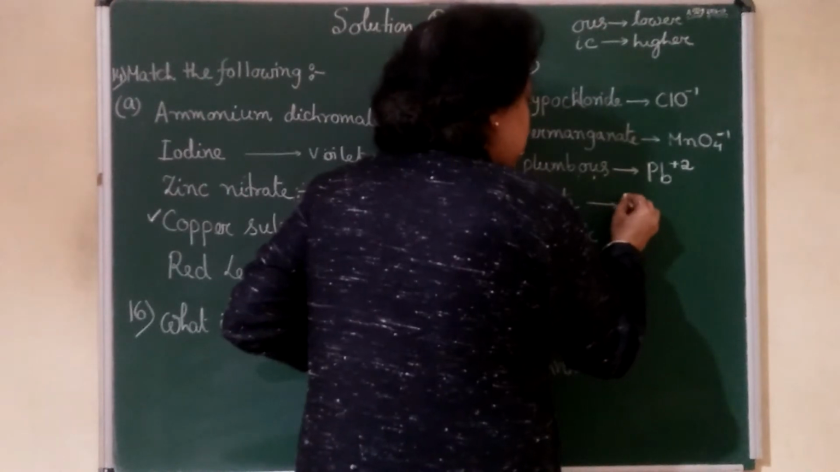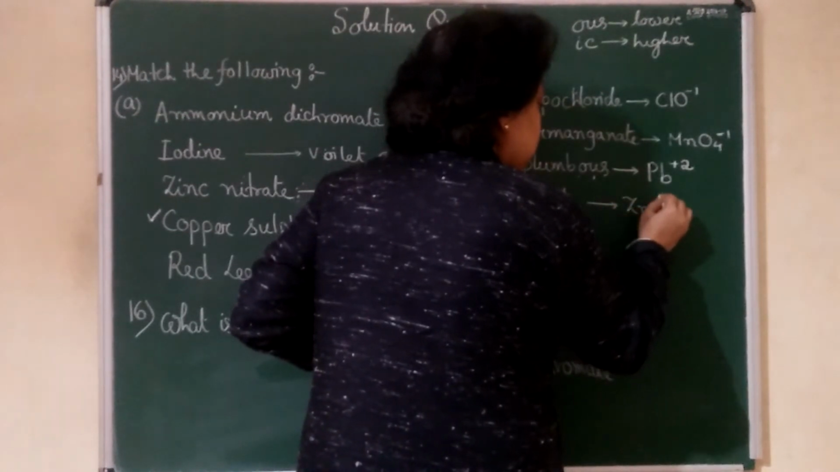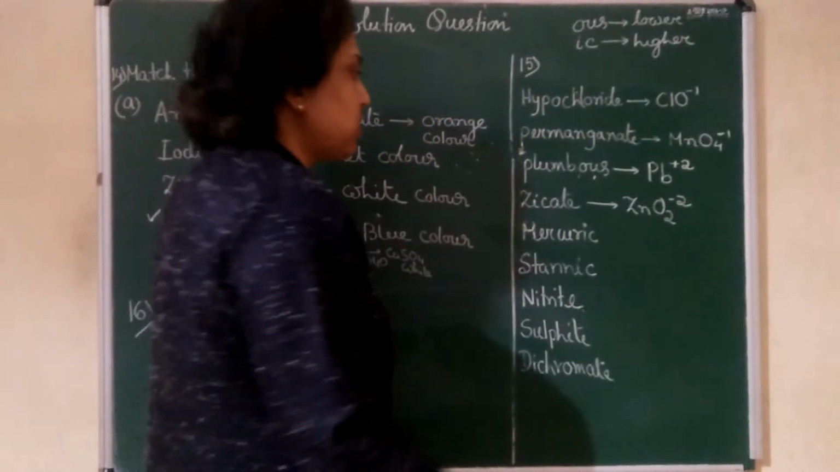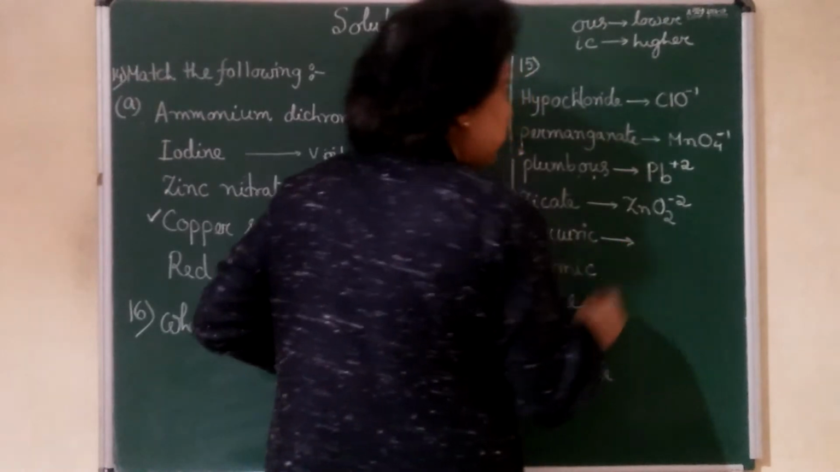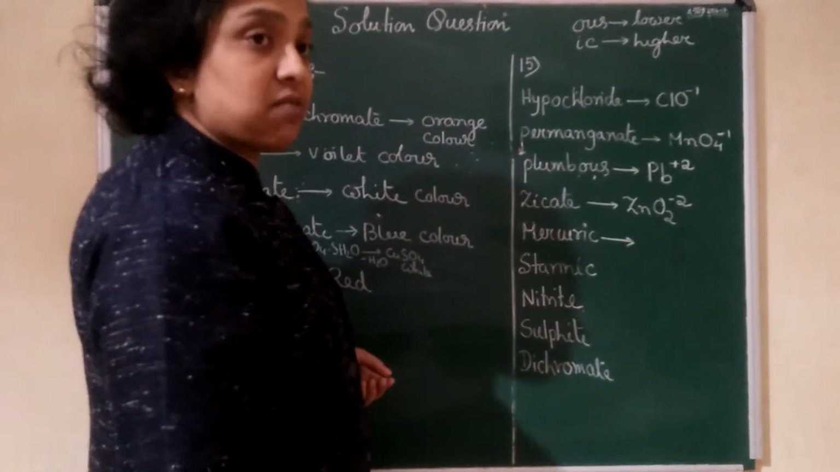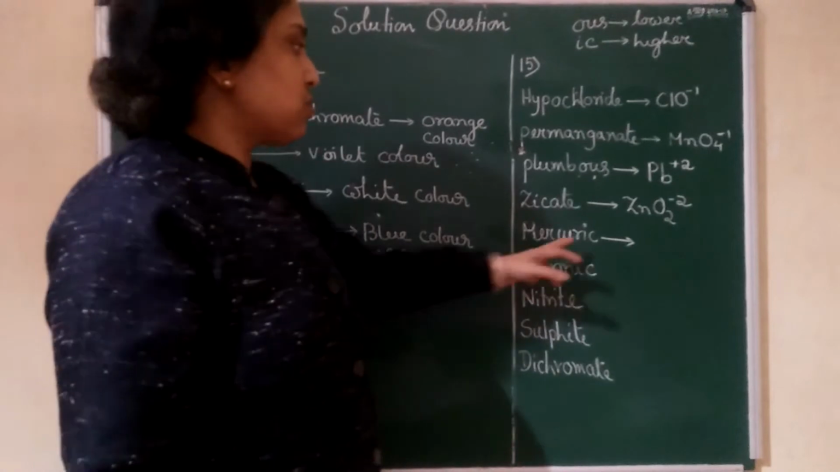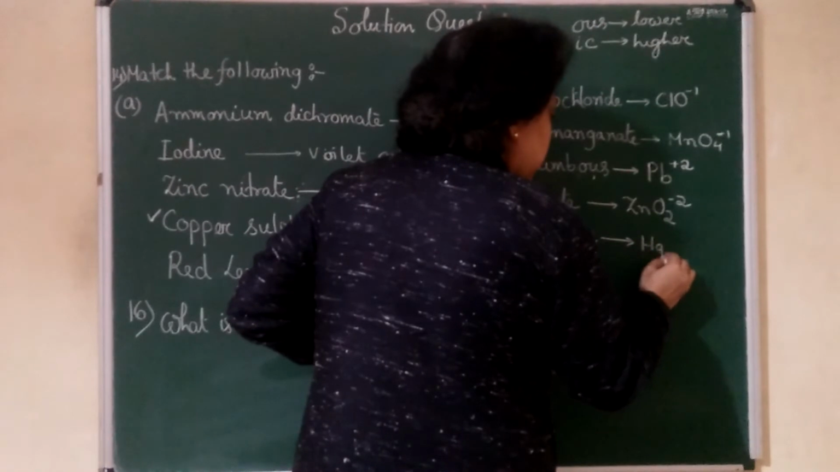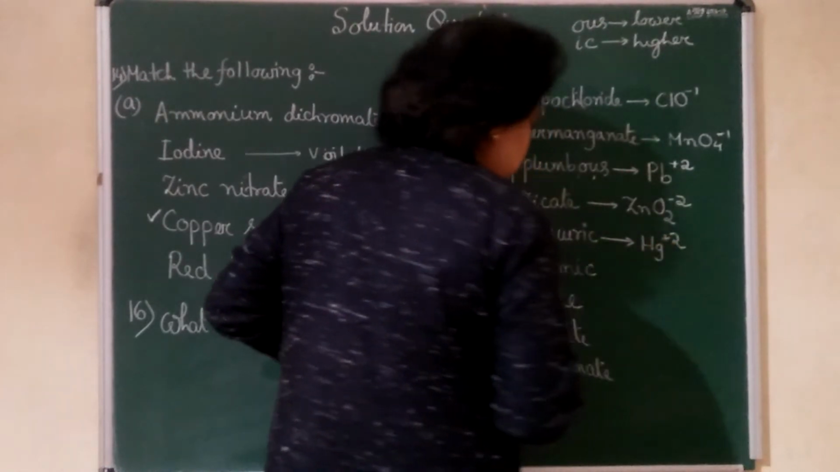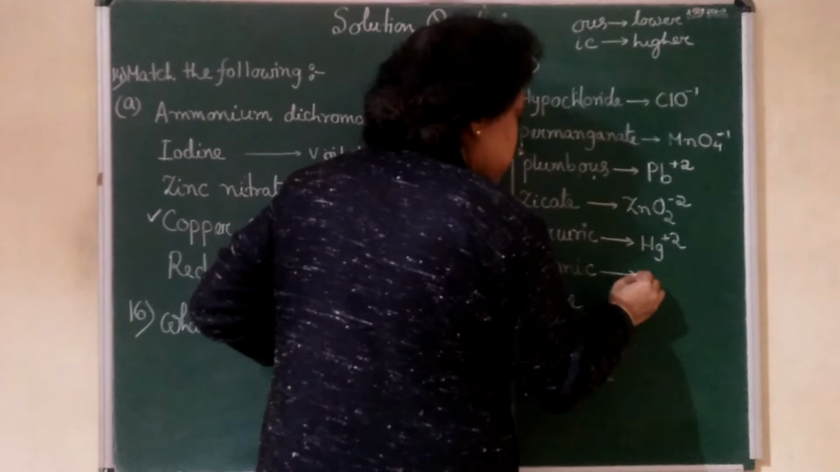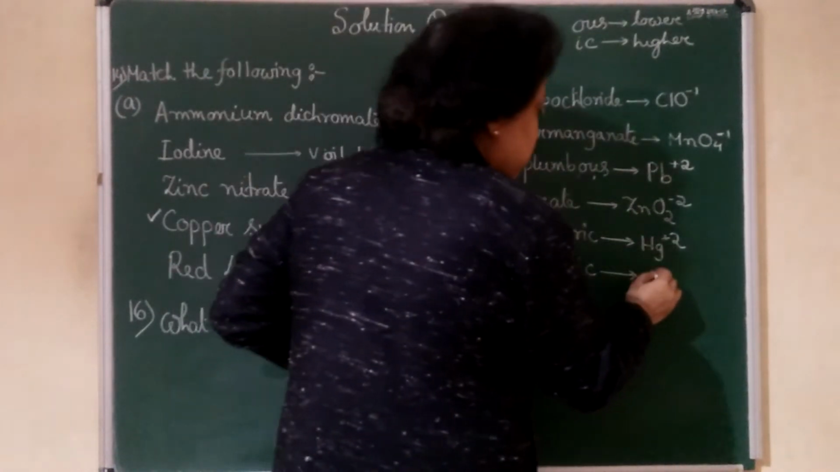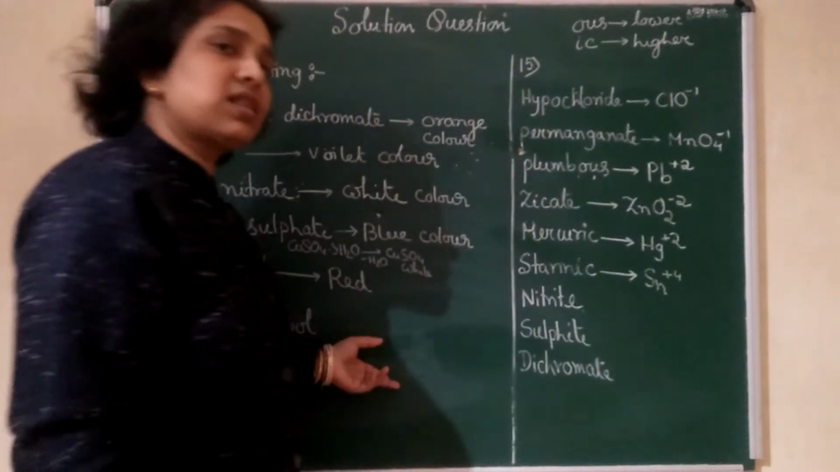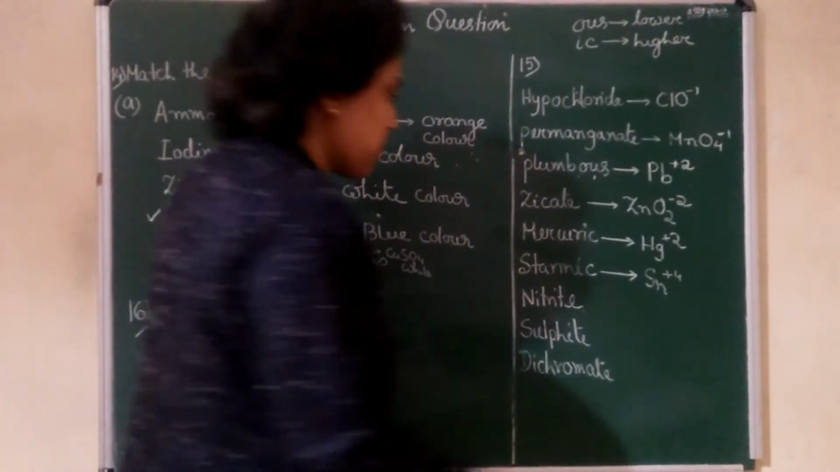Then zincate. You know sodium zincate, ZnO2 minus 2. Similarly, mercurous. Mercury again has variable valency, plus 1 and plus 2. So ic is higher, which is why it is Hg plus 2. Stannic: just now I said stannic is from group 14, so 2 and 4. So Sn plus 4. Ic means higher value, so plus 4.